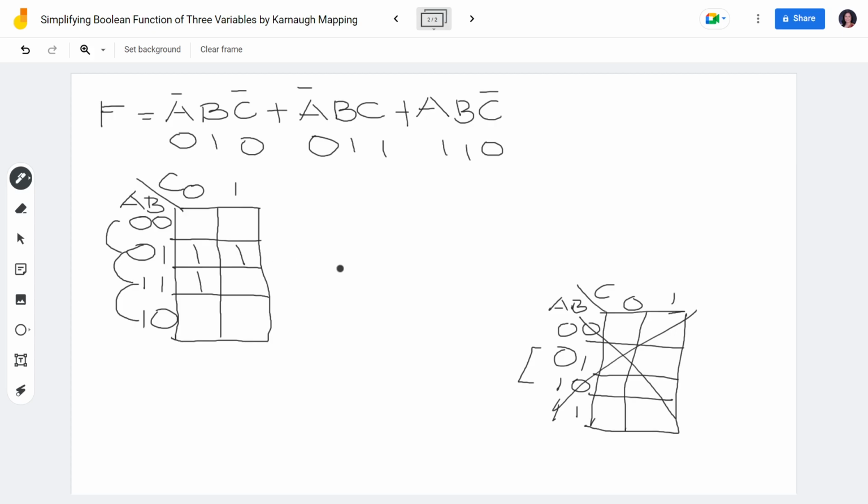Okay, the tricky part here is how to group the ones. Grouping ones in a Carnot map, you should always think of power of 2. If it's solo, of course, it's very sad. You have to encircle it just alone. And then 2, 4, 8, or 16. So that's the power. They should be grouped.